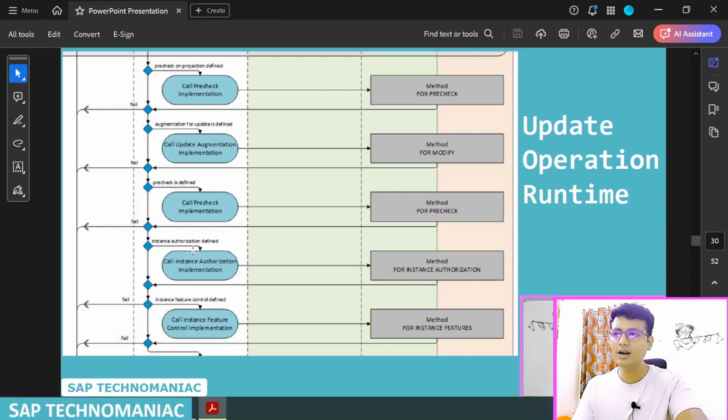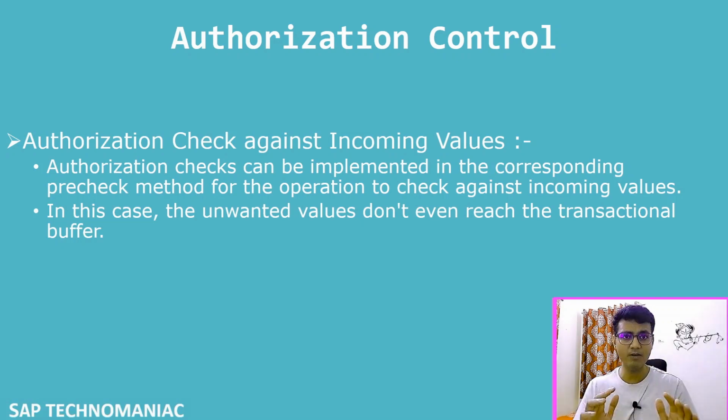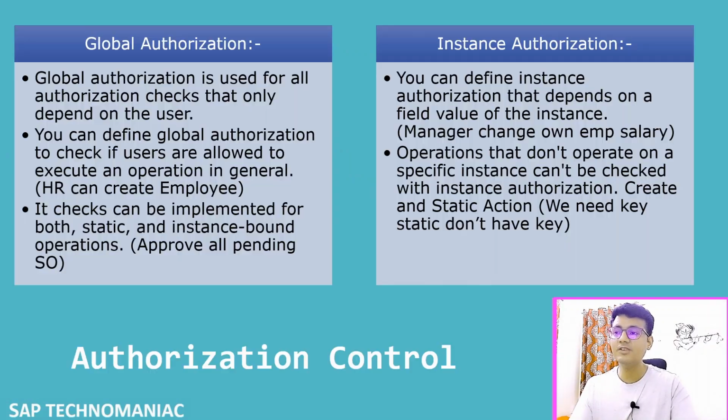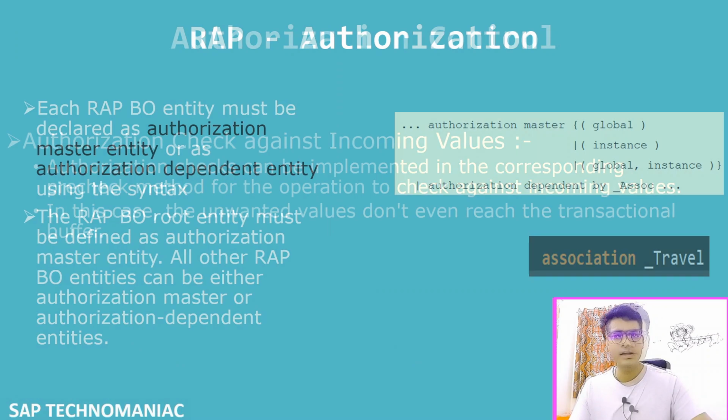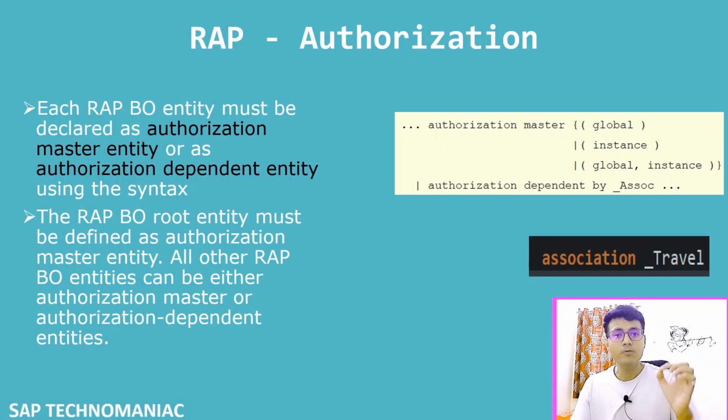And where will it be called in our flow? Before the instance authorization, you can see the call pre-check implementation is called here. There are two kinds of pre-check. One is called at the projection layer and another at the interface layer. The projection layer one is called first and the interface layer one is called at a later point in time. So these are the three important concepts of authorization: global authorization, instance authorization, and authorization against the incoming values. Now we will discuss how we define the authorization in our behavior definition language, or BDL.